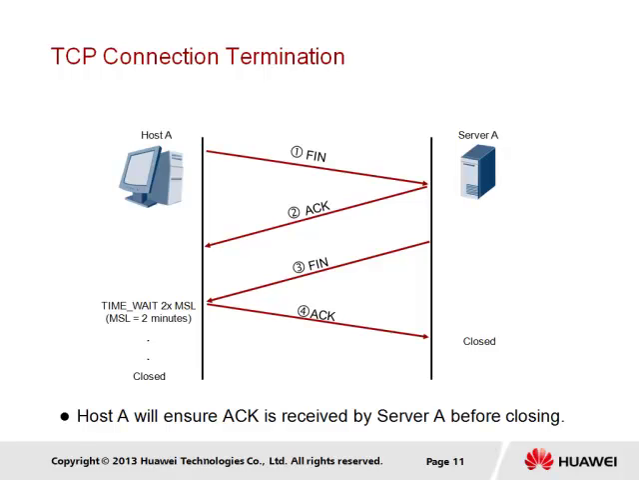The termination of a TCP connection after the transmission of data between the two end stations is complete relies on the use of the FIN code bit. These are sent in the sequence that is displayed here. Firstly, host A will notify server A that the connection is no longer needed by sending a TCP segment containing the FIN code bit, which server A will proceed to acknowledge.